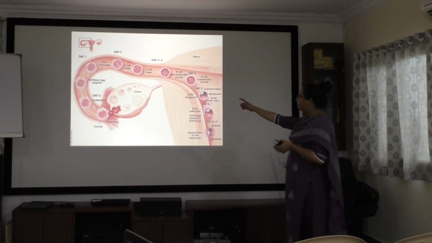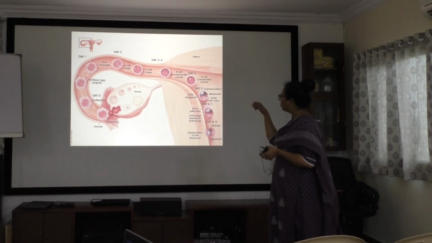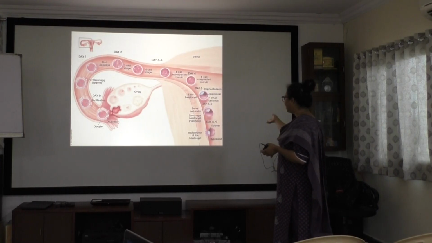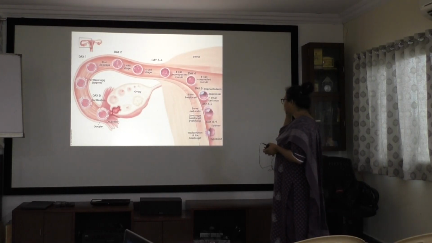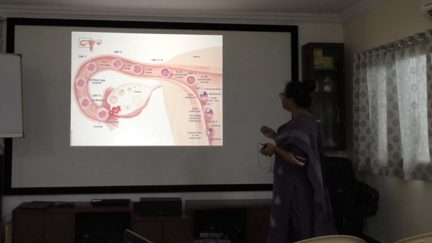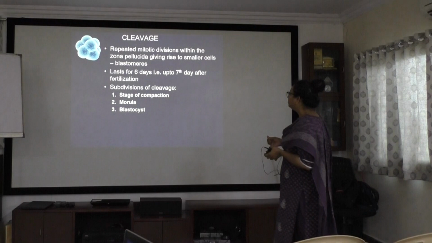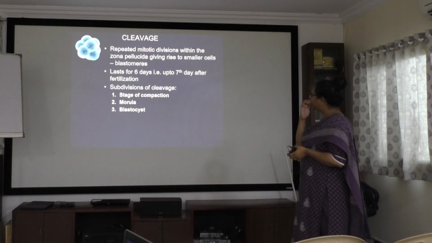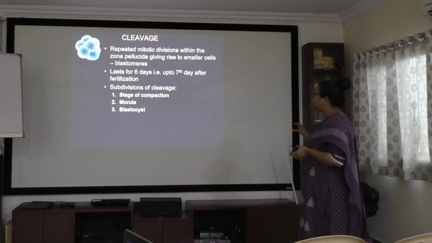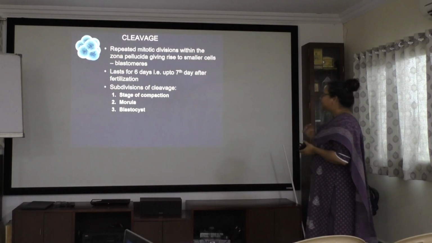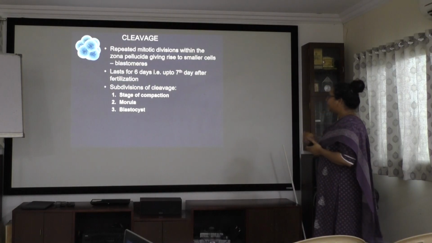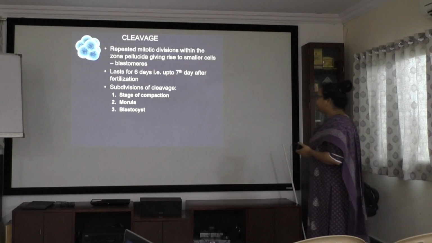After fertilization, the zygote travels through the fallopian tube and comes into the uterine cavity, where it gets implanted. Repeated mitotic divisions within the zona pellucida give rise to smaller cells called blastomeres. This lasts for 6 days, that is, up to the 7th day after fertilization. Then on the 7th day the implantation takes place.